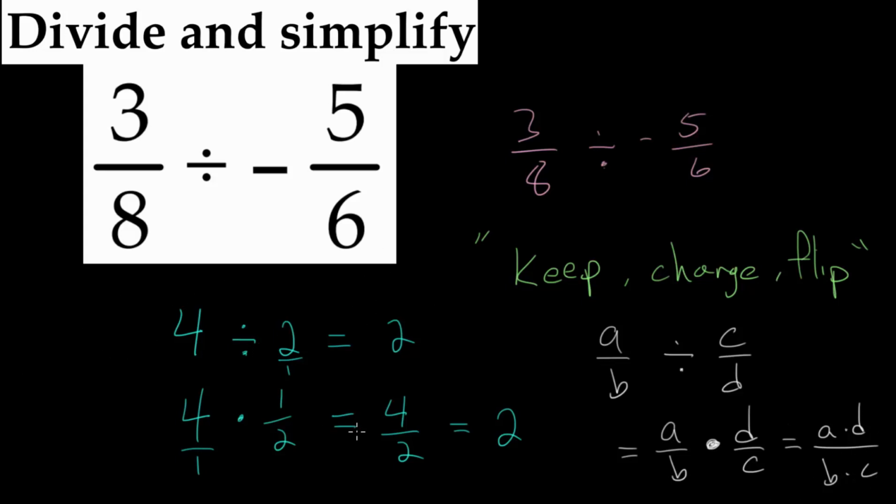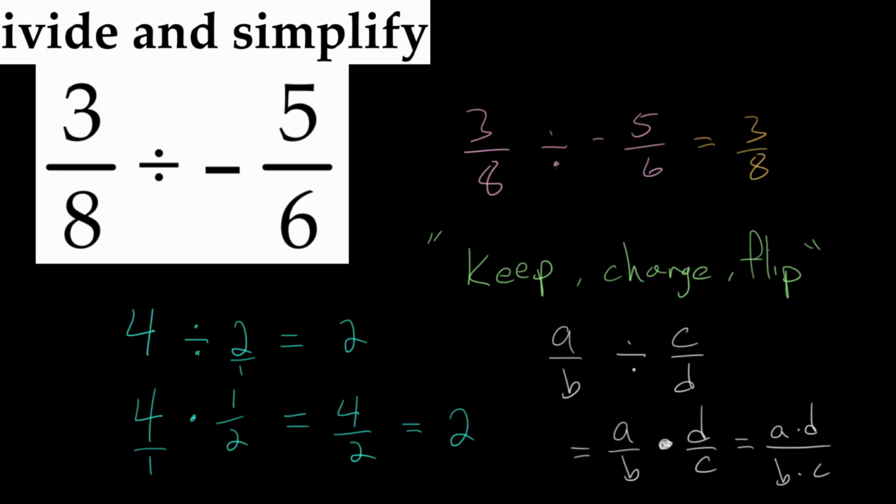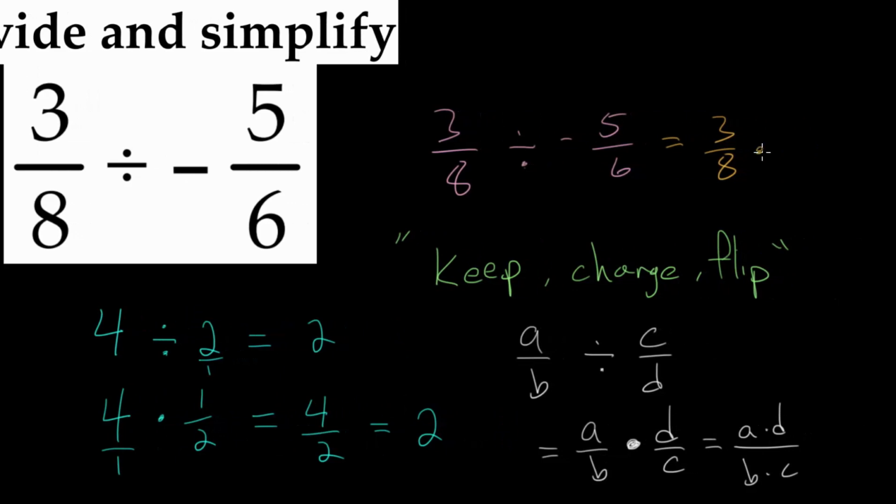And of course, we saw this with a very specific example. So with our problem here, we can rewrite this as a multiplication problem. So we keep the first fraction, which is just 3/8. We change the division to multiplication, and then we flip the second fraction. And the negative can just stay out in front. And at this point, we just multiply straight across.